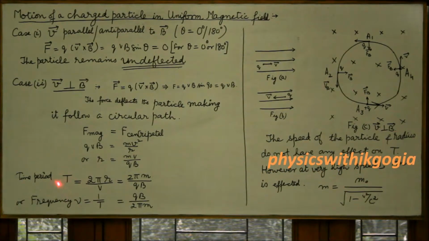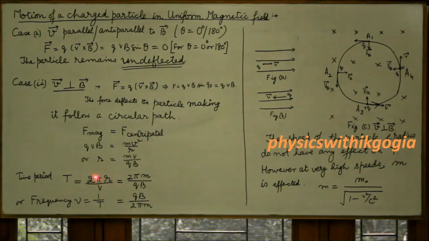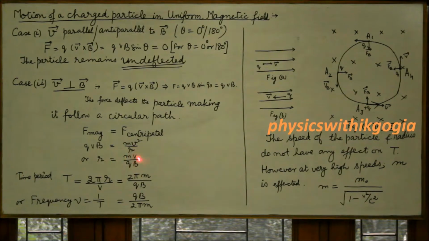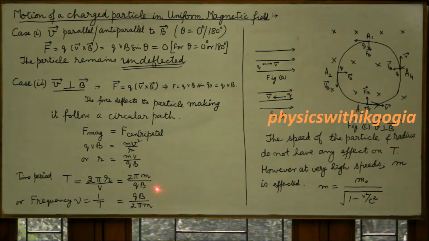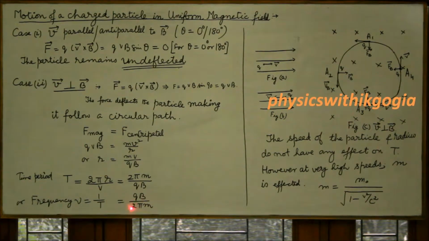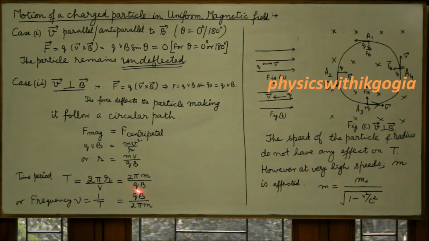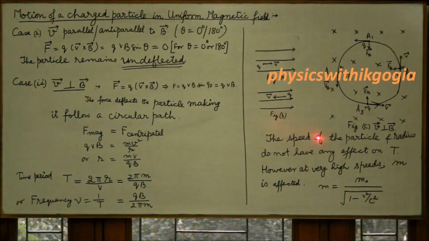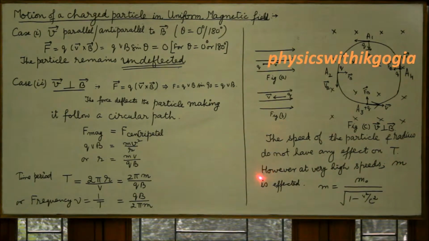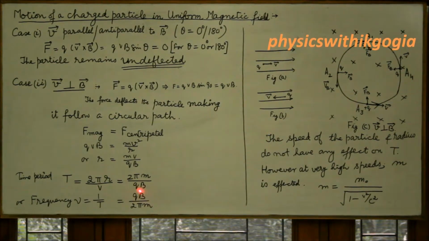The time period T of the particle is the distance in one revolution, 2 pi r, divided by the speed, which from this expression you get 2 pi m over qB, or the frequency, that is the reciprocal of the time period, is qB over 2 pi m. Remember, and you can discover from this relation for T, the speed of the particle and the radius do not have any effect on the period. That is, T is independent of r as well as v.